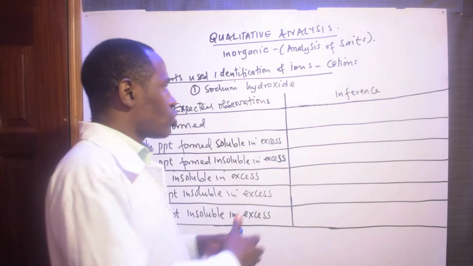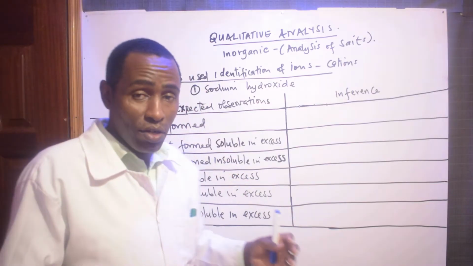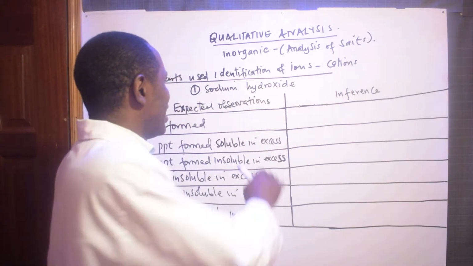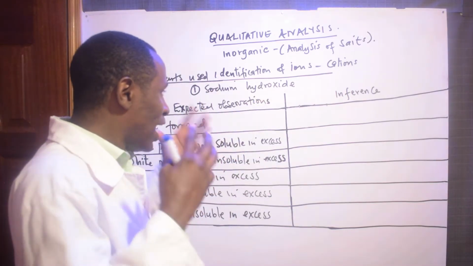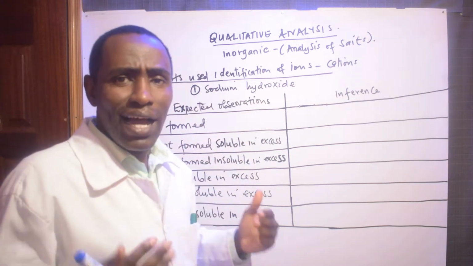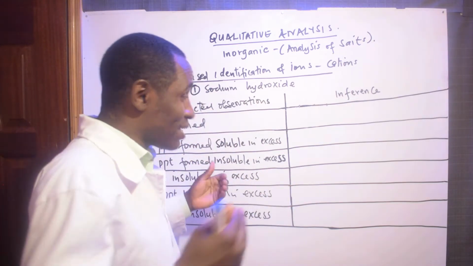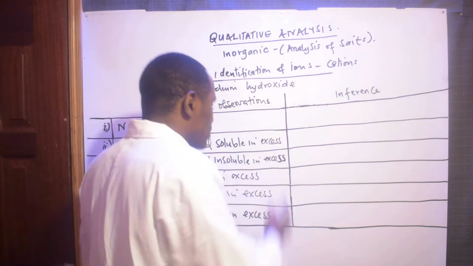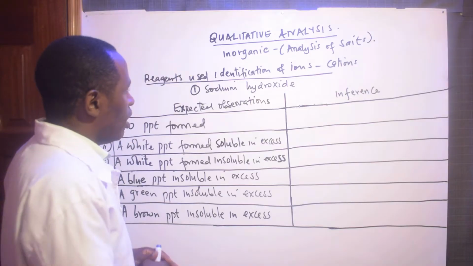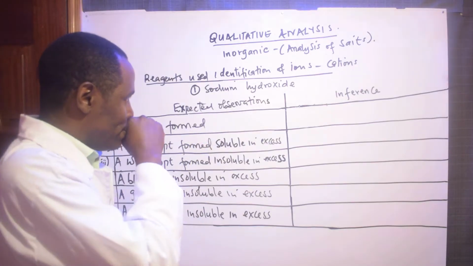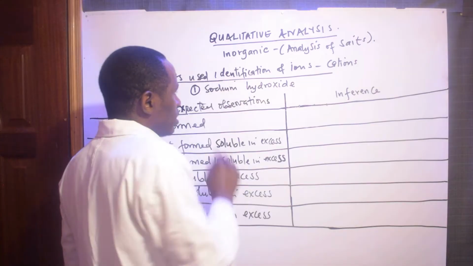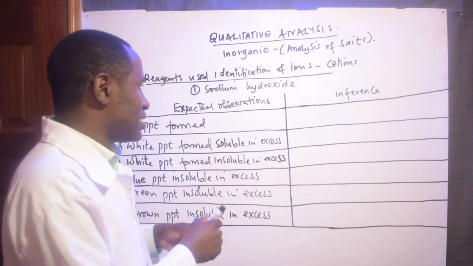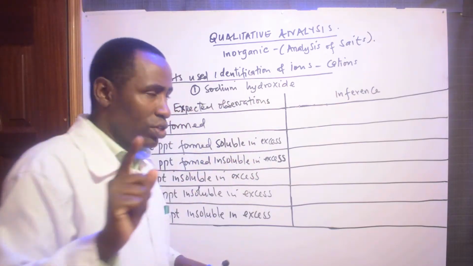One of the strategies to be able to handle any practical and qualitative analysis is that you have got to master the reagents, and you should have an idea of exactly what happens in these reactions. What is the chemistry behind some of these observations that we make? Now, I want to start with sodium hydroxide.